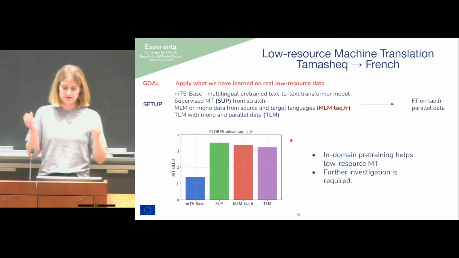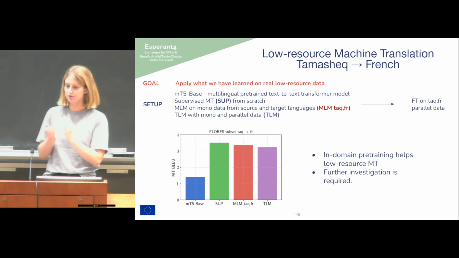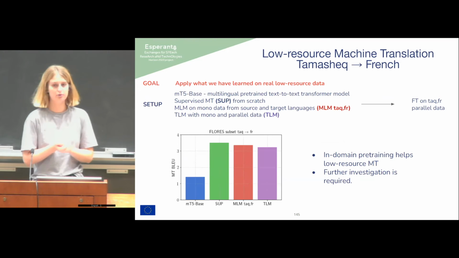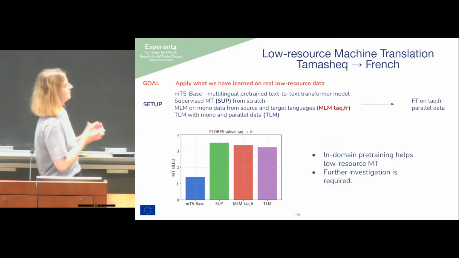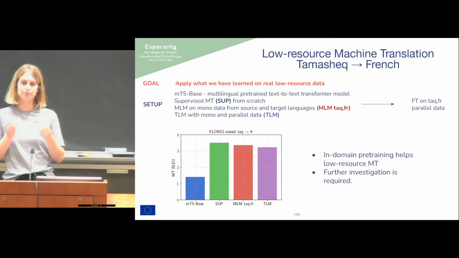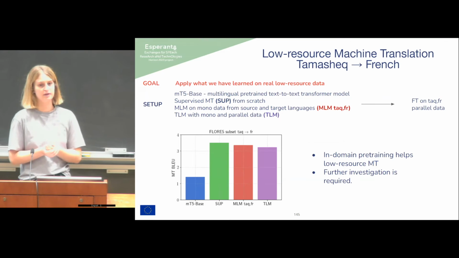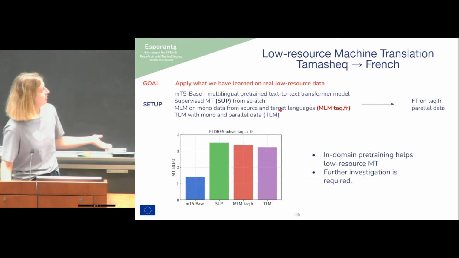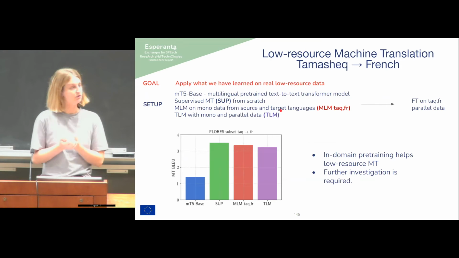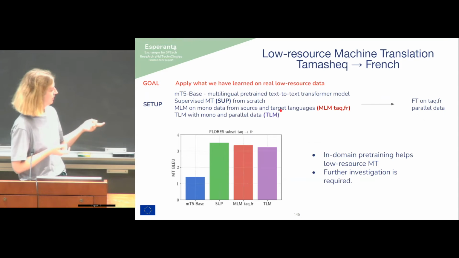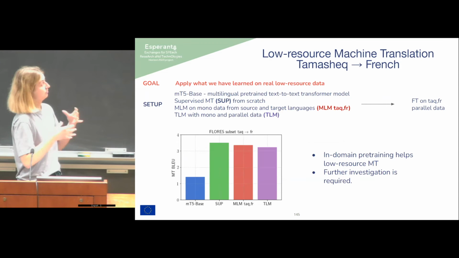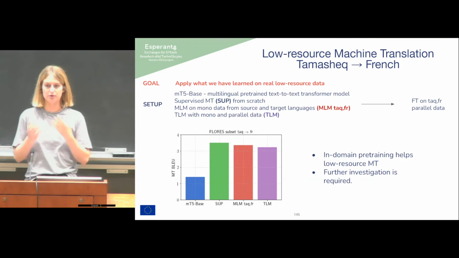So to summarize, we saw that using a pre-trained language model helps in low resource settings, as well as using pseudo-parallel data. So the next experiment was to apply what we have learned on real low resource data, here on Tamacek to French. So for the setup, we use a multilingual pre-trained text-to-text transformer model, so MT5 base. We also train a supervised machine translation from scratch.